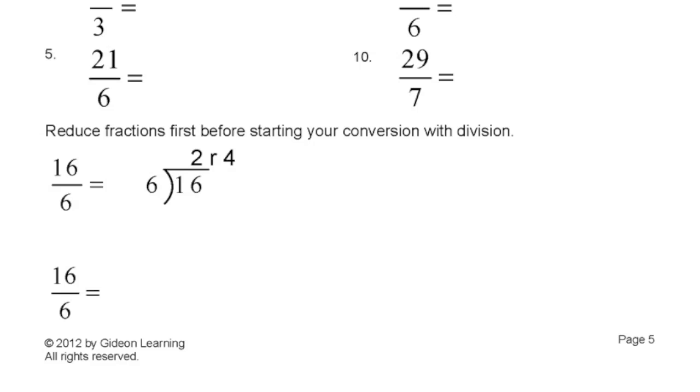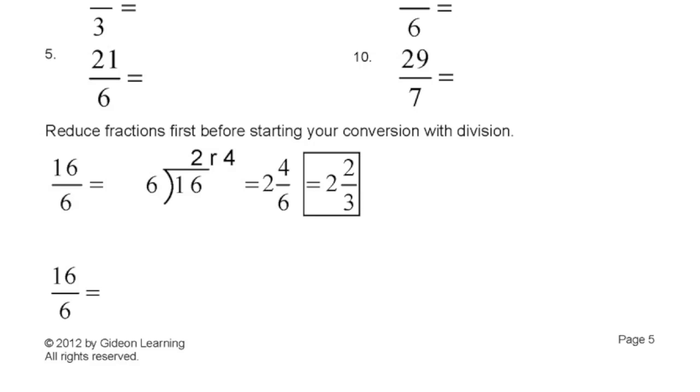I can convert this to a mixed number as 2, because that's my quotient, 4, my remainder, is my new numerator, and 6 remains the same. So 2 4/6. But this is not fully simplified. 4/6 have a common factor of 2. 2 goes into both 4 and 6. 2 goes into 4 twice. 2 goes into 6 3 times. So my final mixed number, simplified, is 2 2/3.